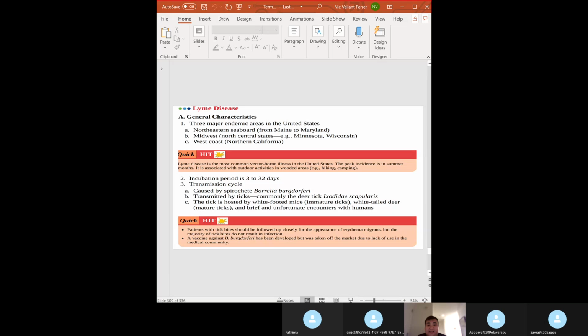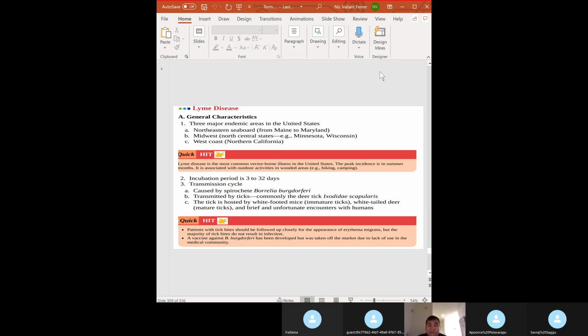Lyme disease. Lyme disease, if you are from the Northeast, like myself, Massachusetts, right? From Maine to Maryland, or from the Midwest, Minnesota, Wisconsin, or from the West Coast, Northern California, Lyme disease is very, very common. Peak incidence, summer. Transmission, Borrelia burgdorferi by the tick, Ixodes scapularis.